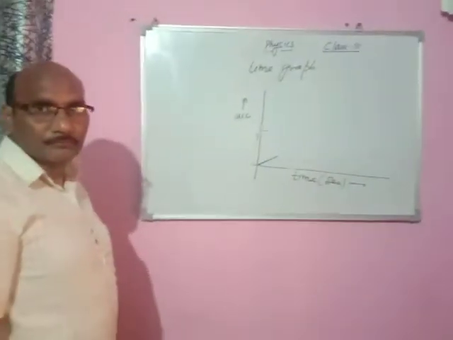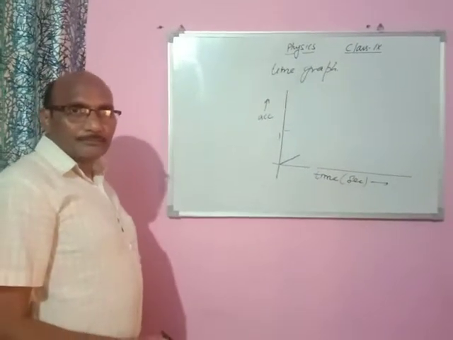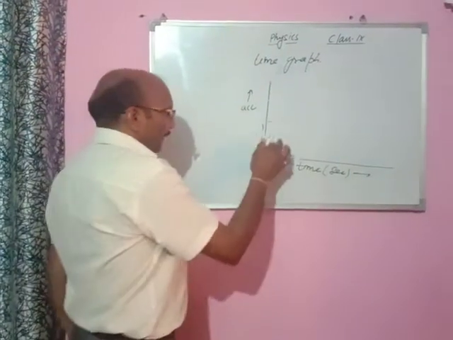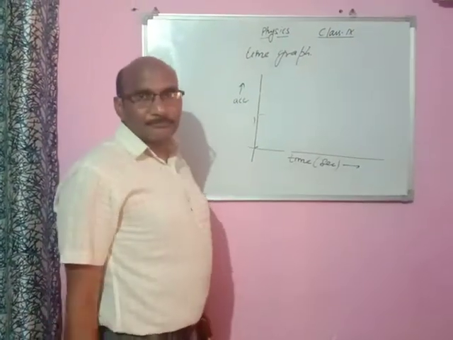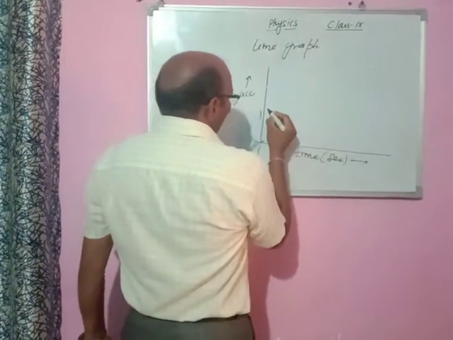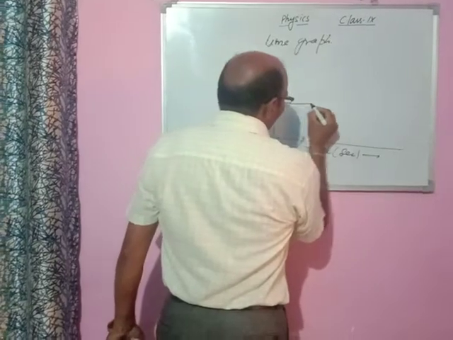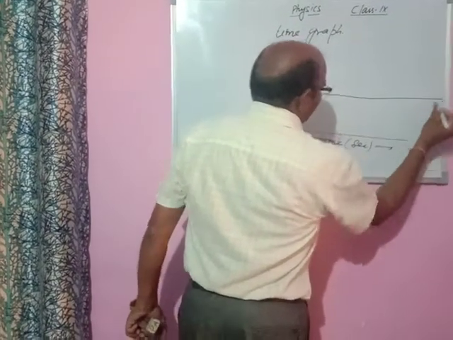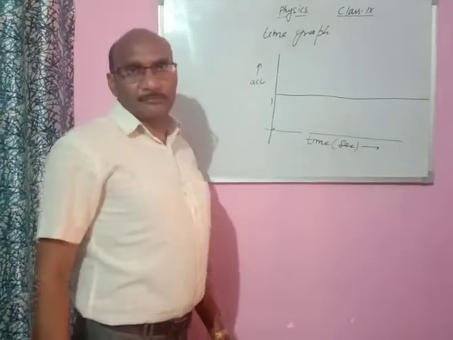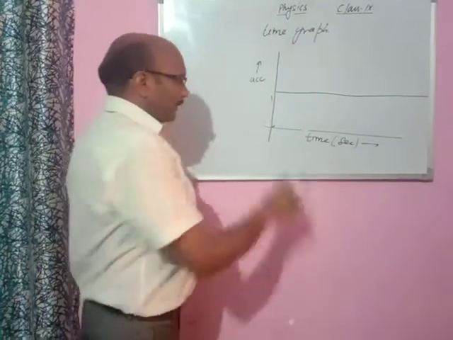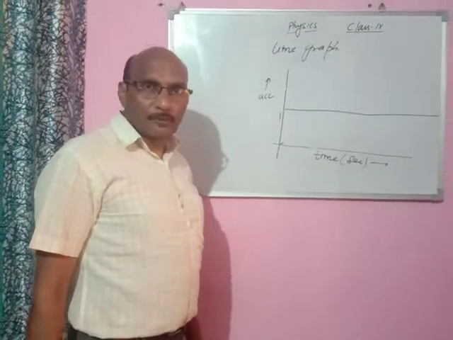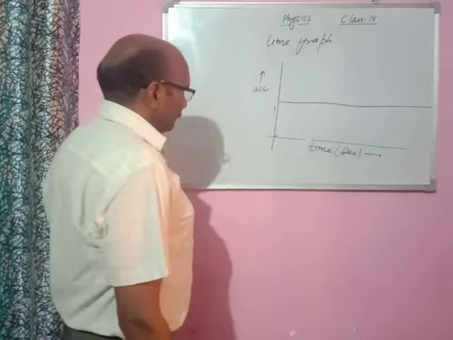Now the acceleration and time graph. In this case, let the line of the graph be parallel to the x-axis. It means uniformly accelerated motion, meaning the velocity of the object is increasing with time.